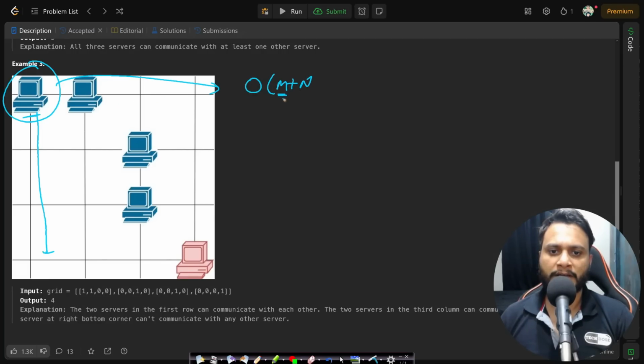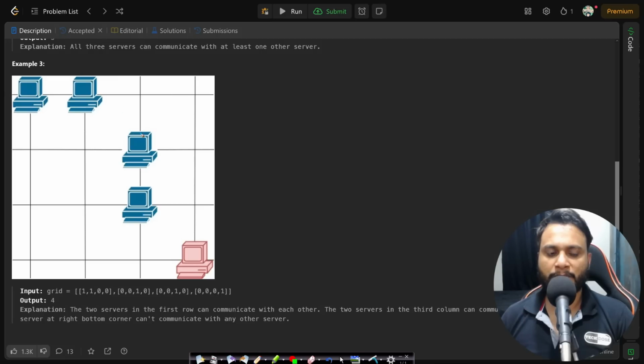M is the number of rows, n is the number of columns, and for every item you will be doing this, so you multiply it with mn, because you have a total number of cells as mn, since this is an m by n matrix. So if you multiply this, it will take a lot of time, right? For every server you have to go through the entire row and the entire column. So this is one approach, the brute force approach.